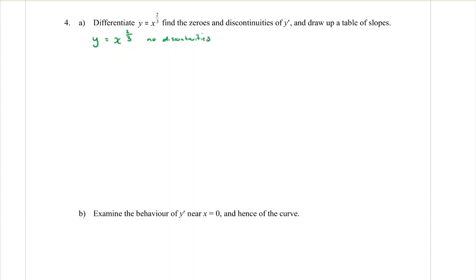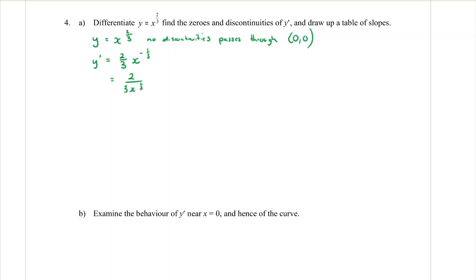And we would also know that if x is equal to 0, then y would be equal to 0. So that gives us that it passes through our origin, which is 0, 0. Now if I differentiate that, y dash equals the 2/3 comes down the front, x stays the base, and I subtract 1 from the power. 2/3 take away 1 is negative 1/3. If I put that back on the denominator, I would get 2/3 x to the power of a positive third.